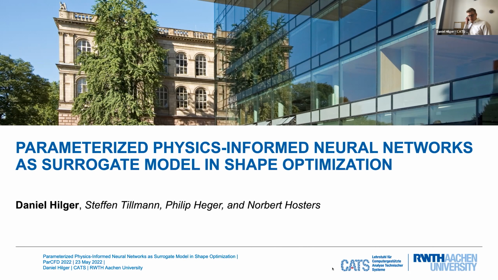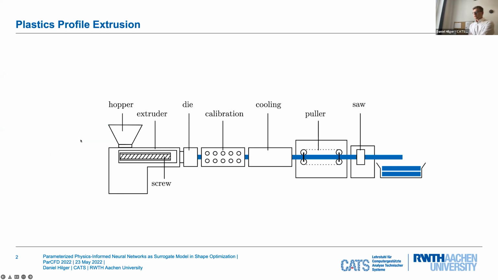When we speak of shape optimization, the question is what shapes do we optimize? We are in the area of plastic profile extrusion. Before we go into detail about the surrogate modeling and shape optimization, let's first look at the process of plastic profile extrusion and what in general happens.